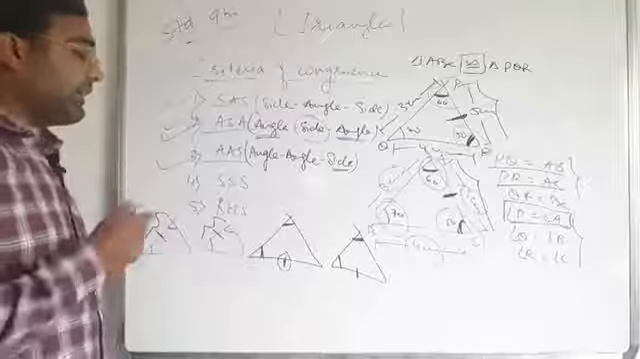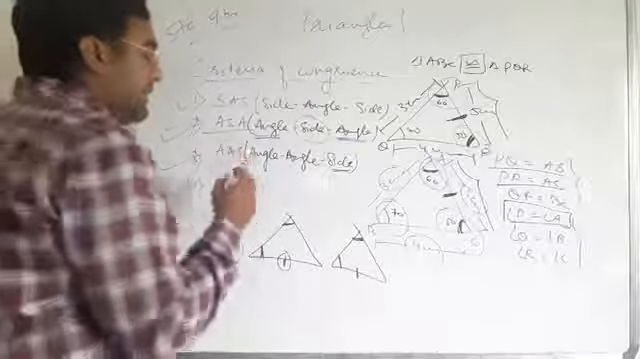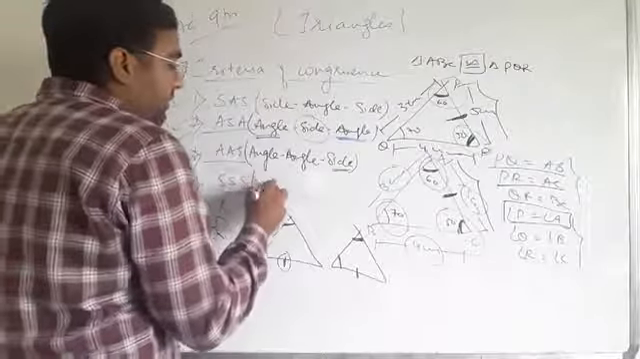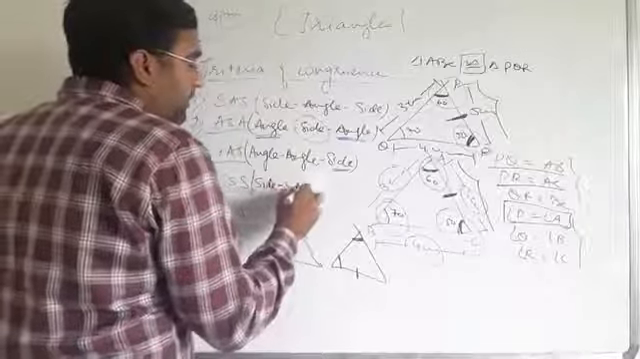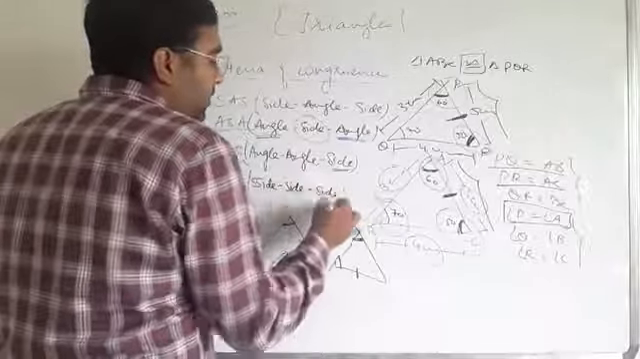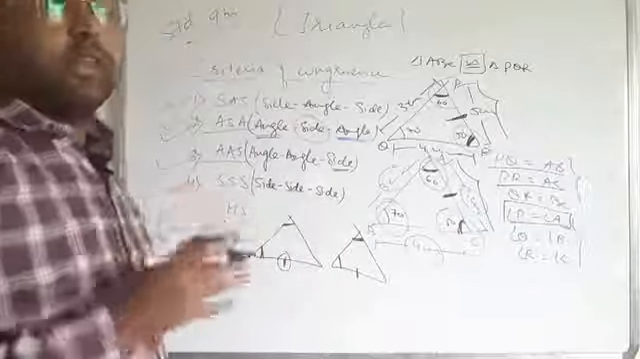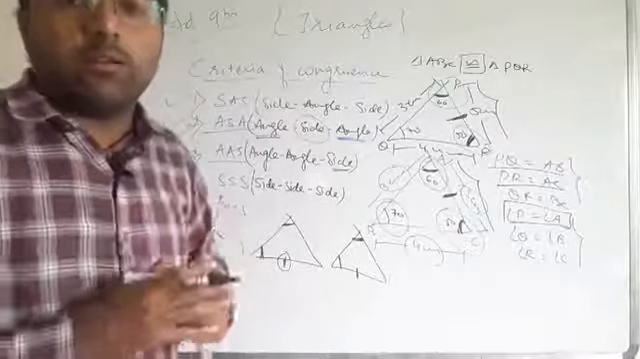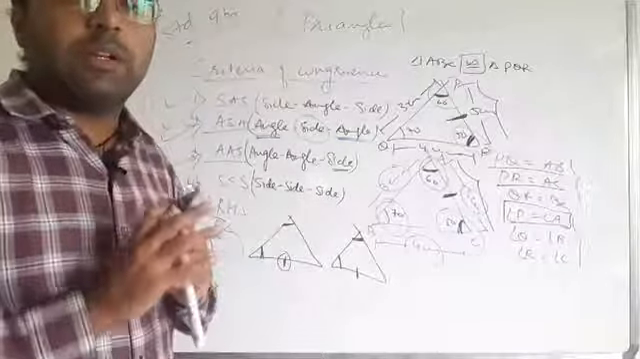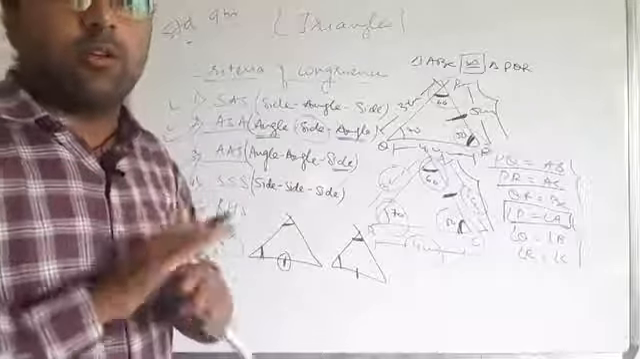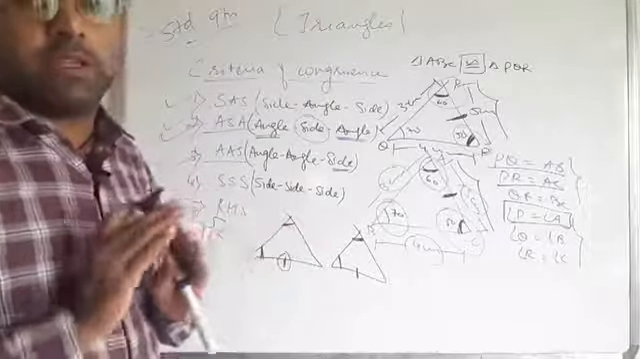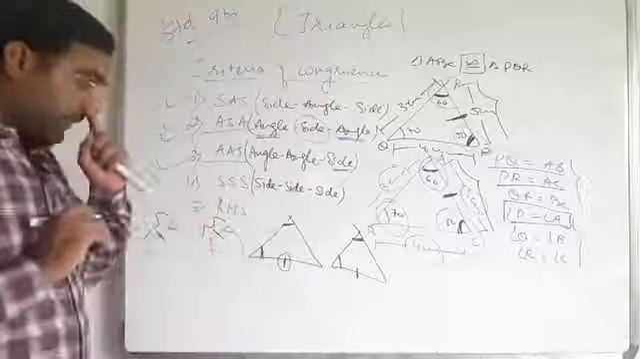So in SSS, that is side, side, side: if all sides of the two triangles are equal, then we say both triangles are congruent. There is no need to check any of the angles. Okay.